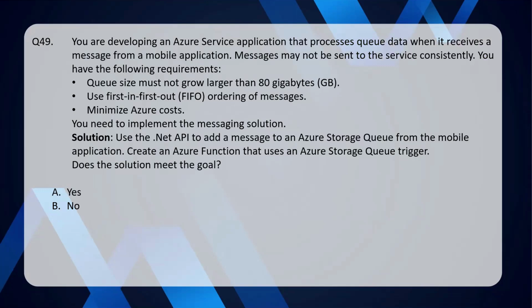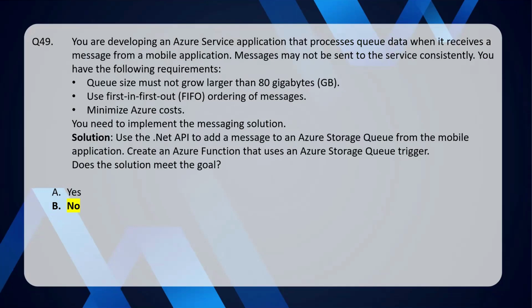And the solution you choose is: use the .NET API to add a message to an Azure storage queue from the mobile application. Create an Azure function that uses an Azure storage queue trigger. Does this meet the goal? You need to tell whether this is right or wrong. And friends, this is again an incorrect solution. You will need to use Azure Service Bus Queue with sessions in this case. This ensures guaranteed FIFO ordering, message sessions to group ordered messages, and built-in retries and dead lettering.